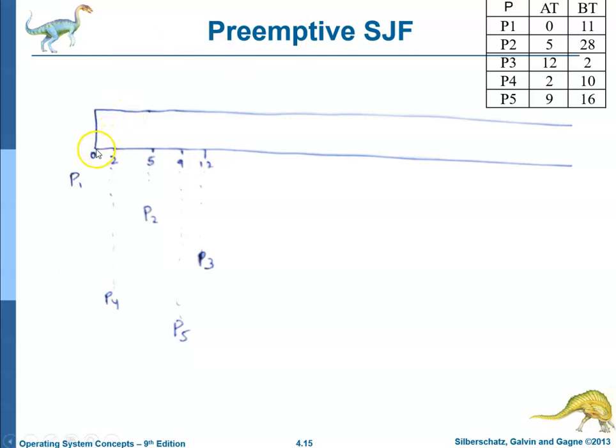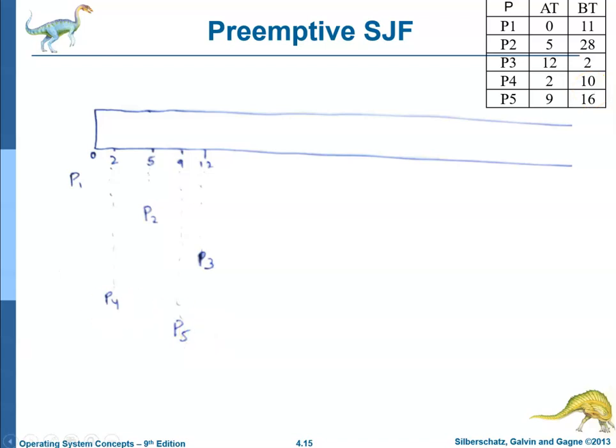For example, here at time 0 only P1 is there in the system, hence P1 will start executing. It will continue executing till time 2. Now at time 2 P4 comes into the system. P4's burst time is 10 and P1's burst time is 11, but it has completed 2 seconds of execution, hence P1's remaining time is 9. So comparing 9 with 10, P1 has got the shortest job, hence P1 will continue to execute. In this way, preemptive SJF compares the remaining time of the process with the newly entered process burst time, and whichever is shortest, that process will continue.